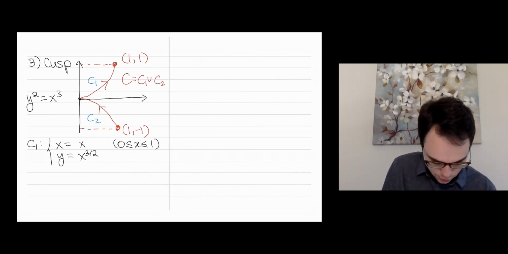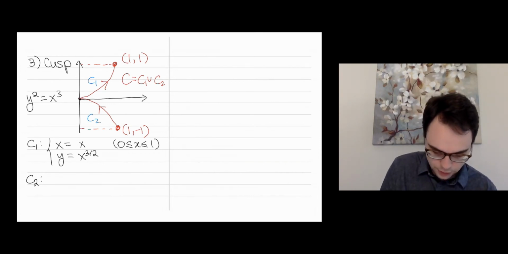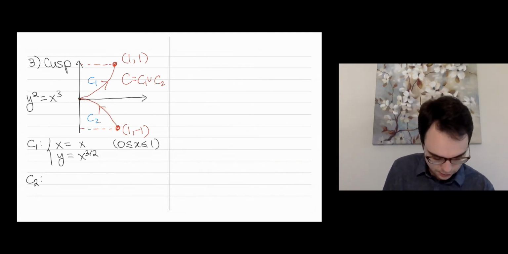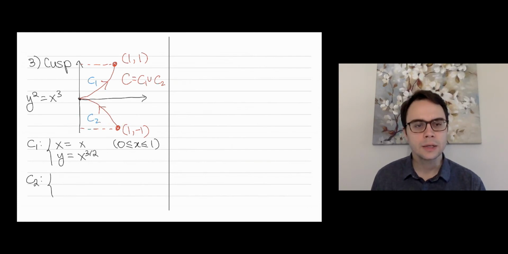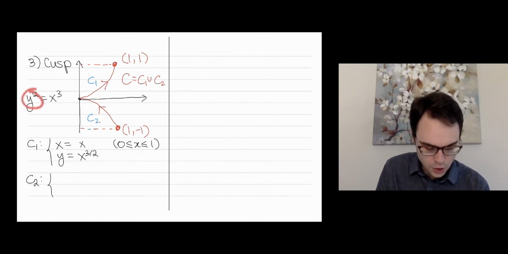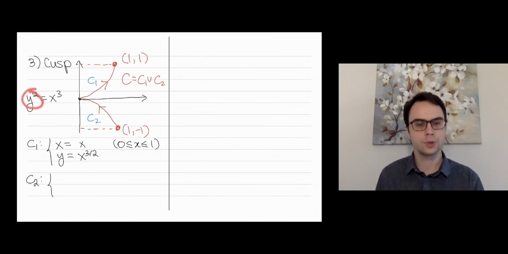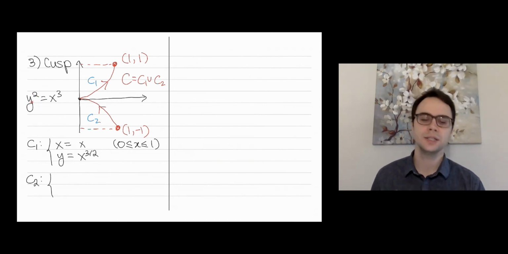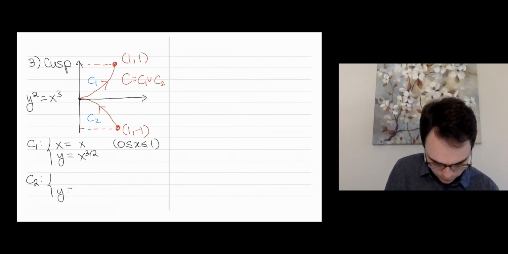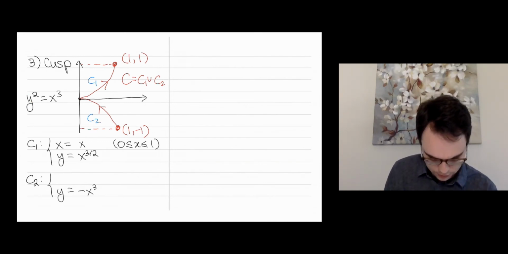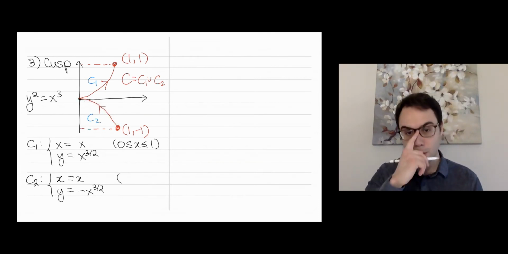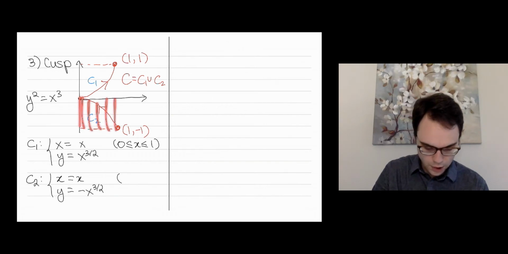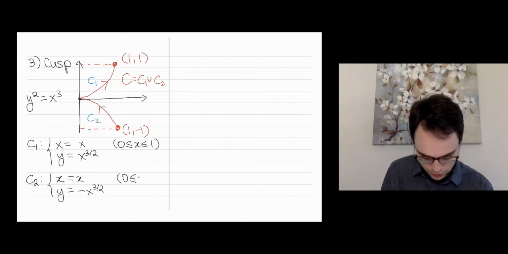Now on C2, I can basically do the same thing to parameterize this lower half. Just note on C2, I know for a fact that y is always negative, so there's no ambiguity. y is the negative square root of x cubed, so y is minus x to the 3 halves, and x is, of course, itself. To cover the whole of C2, I need all x's between 0 and 1.